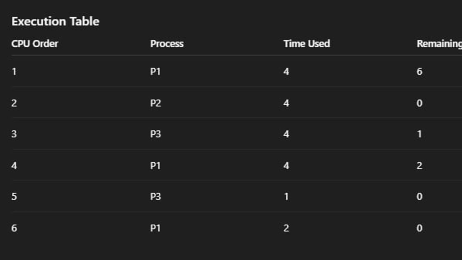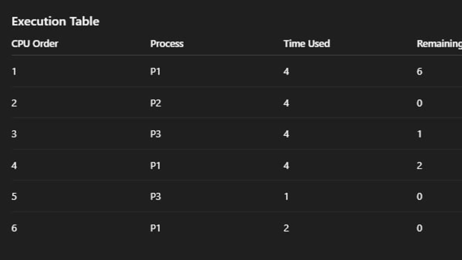Turn 3, time 8 minus 12. The CPU will run P3, and the remaining is 1. So the queue now is P1's turn. Turn 4, 12 minus 16. The remaining is 2. Now we are going to move on to P3.